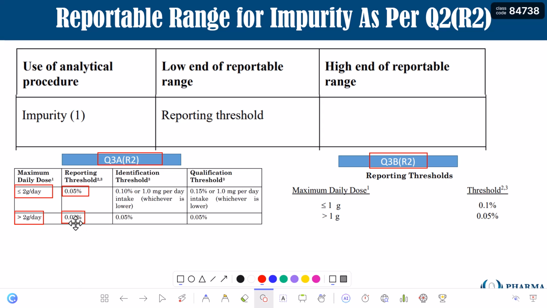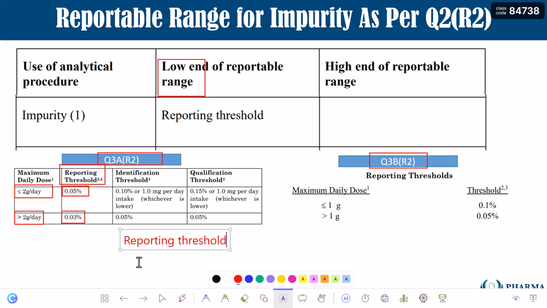We connected the low end with the limit of quantitation in the previous slide. Now let us assume that we are working on drug substance method validation, and the maximum daily dose is less than 2 grams per day. So 0.05% is going to be our reporting threshold, right? I must confirm that my limit of quantitation is not more than 0.05%.